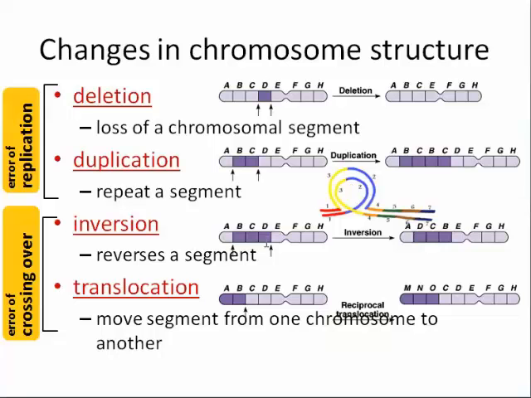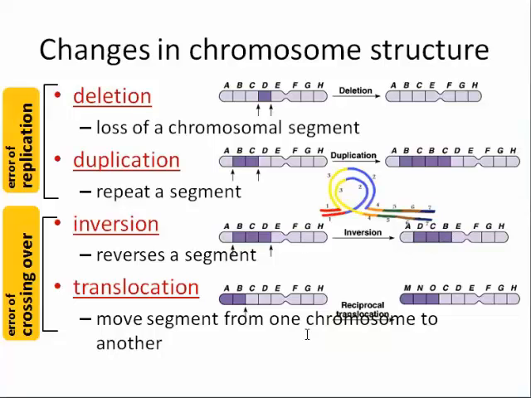An inversion is where you'll take a set of genes and you invert them. So it used to be B, C, D, and now it's D, C, B. That's really hard to see sometimes. They usually will have to tell you something about this in a picture in order for you to see it.